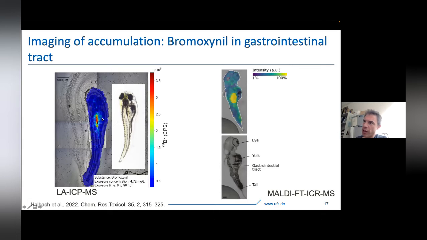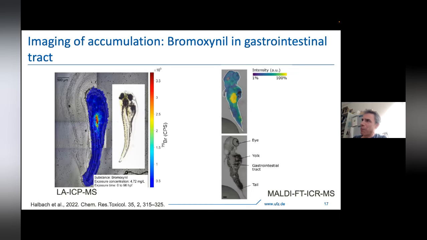So the cells of the gastrointestinal tract accumulate more bromoxynil, and therefore we get the signal. But when you think about it, if it's an efflux transporter, it may also make sense because it effluxes the bromoxynil into the lumen of the gastrointestinal tract, which might happen.